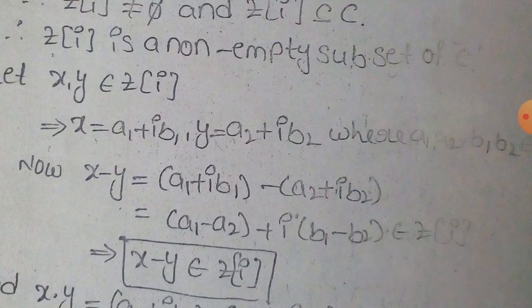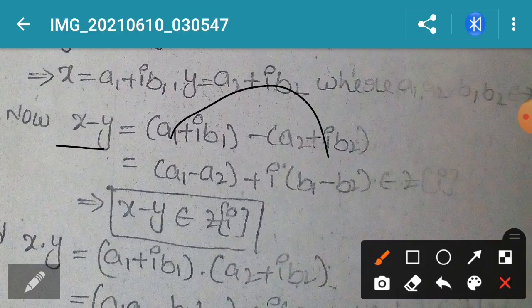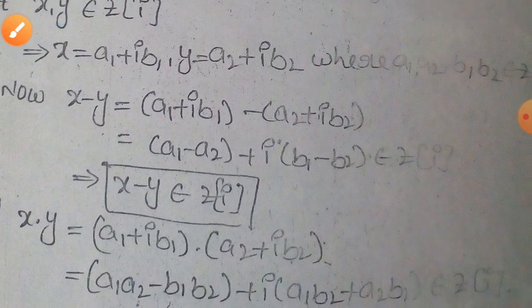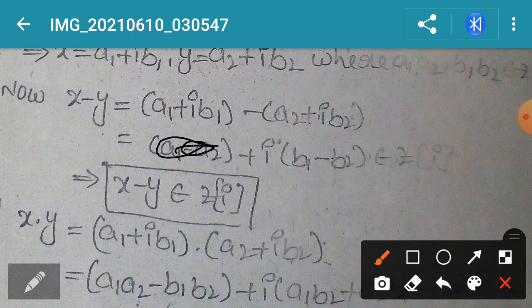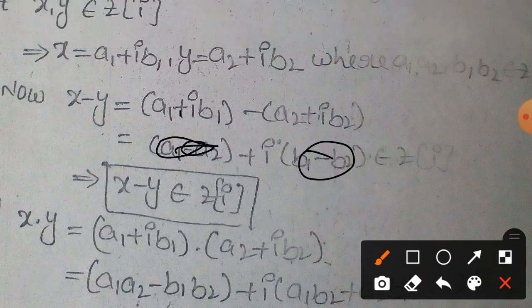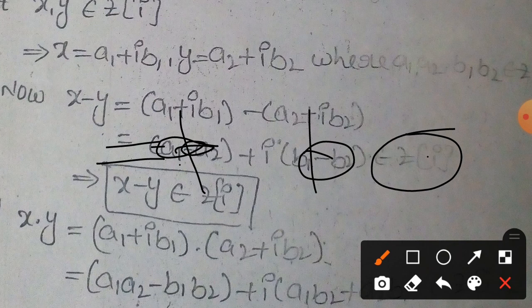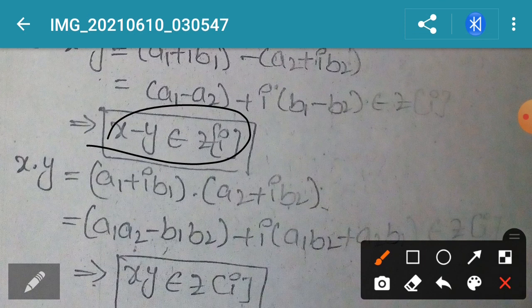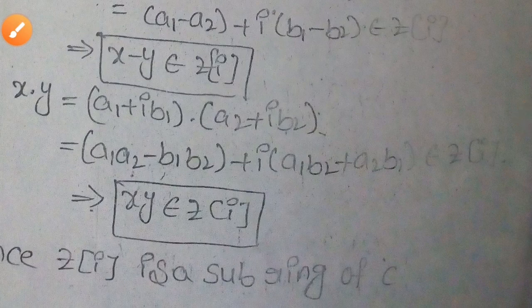Subtracting, x minus y gives a1 minus a2 as the real part, and the imaginary part is b1 minus b2. Observe, a1 minus a2 is one element, b1 minus b2 is one element, so in total it is a, and it is b. The a plus ib formation is there, so it belongs to the Gaussian integers. The right-hand side term is a Gaussian integer, and the left-hand side term is also a Gaussian integer. So x minus y is in Zi. Then x into y is also in Zi, and then Zi is said to be a subring.